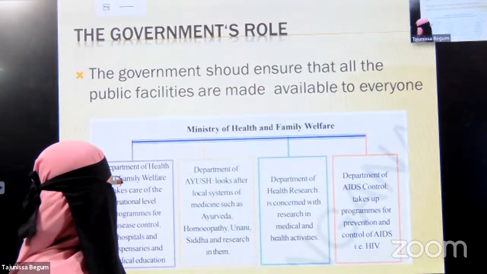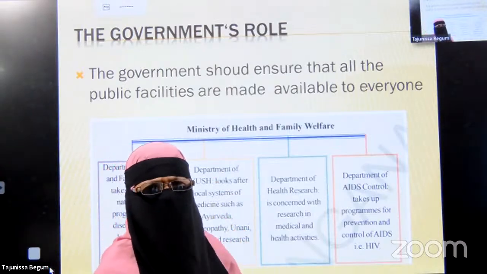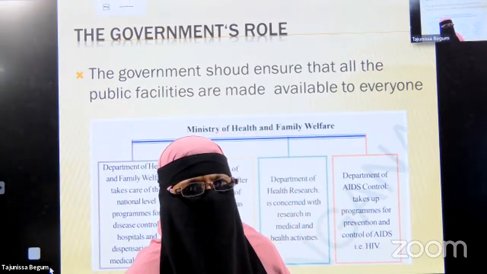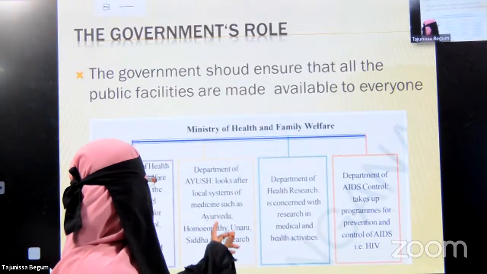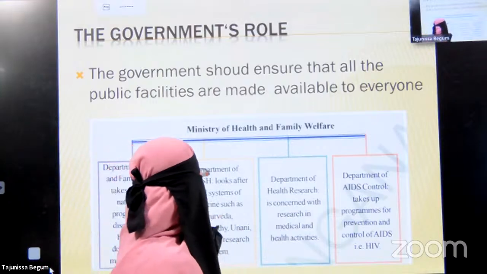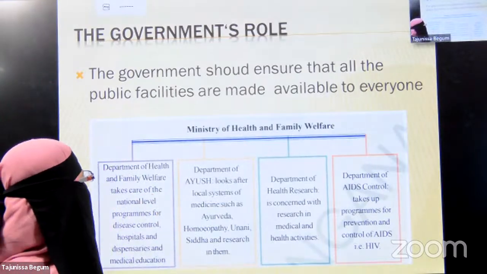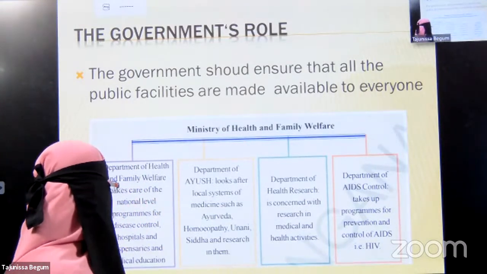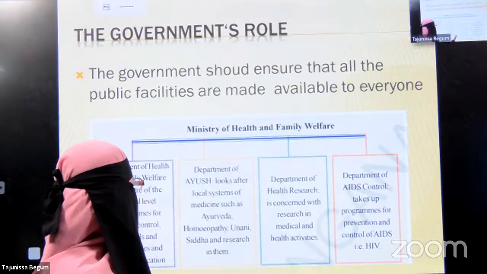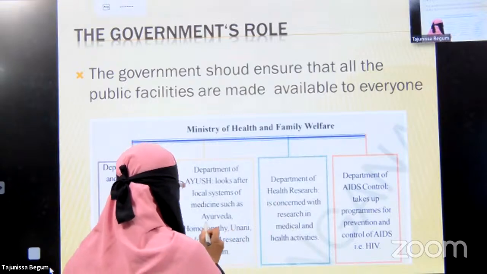The next department is the Department of Ayush. It looks after local systems of medicine such as Ayurveda. Do you know what Ayurveda is? This is also a type of medicine which helps in curing patients, ill people. Ayurveda, homeopathy, Unani, Siddha, and research in them. So the first one is the Department of Health and Family Welfare, which takes care of national level programs for disease control, hospitals and dispensaries and medical education. The second is the Department of Ayush, which looks after local systems of medicine such as Ayurveda and homeopathy. Are you aware of this homeopathy?